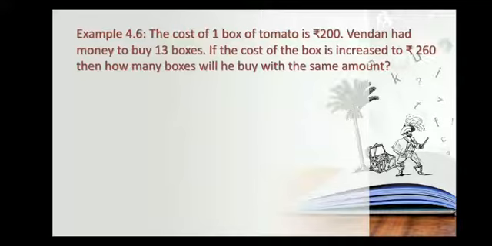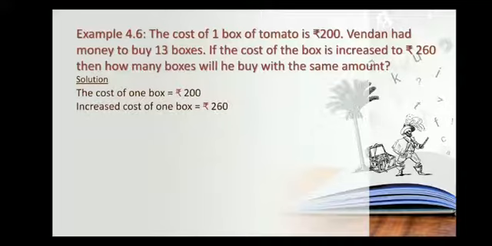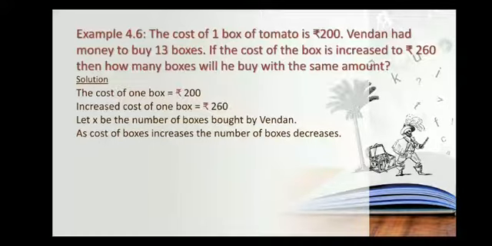Here the cost of 1 box is 200 rupees, so the increased cost is 260 rupees. We don't know how many boxes the vendor bought when the cost of the box is 260 rupees, right? So we'll take it as x. Let x be the number of boxes bought by the vendor. As cost increases, the number of boxes will decrease, right? When the cost of a box increases, with the same amount the number of boxes he can buy will decrease.